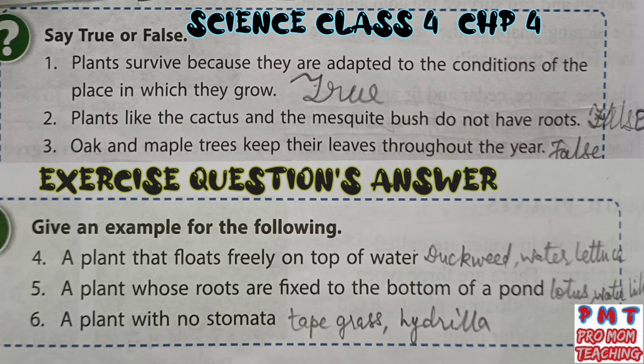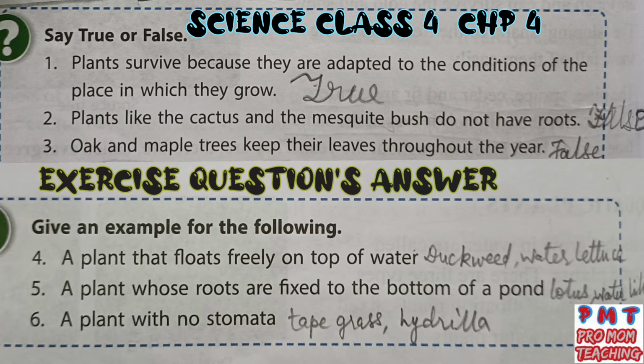Say true or false. First, plants survive because they are adapted to the conditions of the place in which they grow. Yes, it is true. Second, plants like the cactus and the mesquite bush do not have roots. It is false, because the cactus has roots that spread out just under the surface of the soil. The mesquite bush, also known as kikar, has roots that can grow down to more than 20 meters in search of water. Third, oak and maple trees keep their leaves throughout the year. It is false, because oak and maple trees shed all their leaves in winter to protect themselves from the cold.